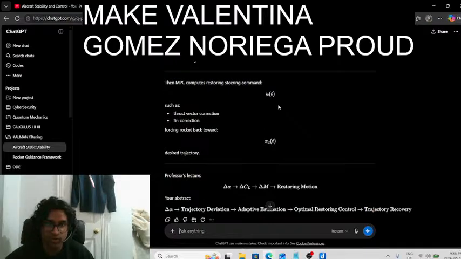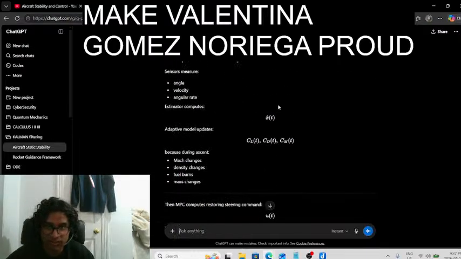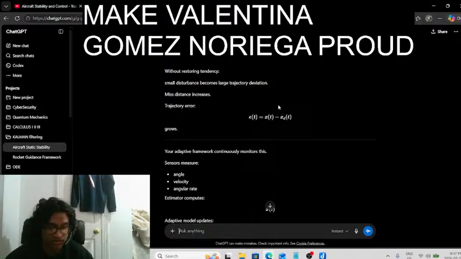And we're continuously monitoring this. We're continuously monitoring the lift coefficient, the drag coefficient, the moment coefficient, the thrust, and the mass of the rocket. This is continuously being monitored rather than being fixed.